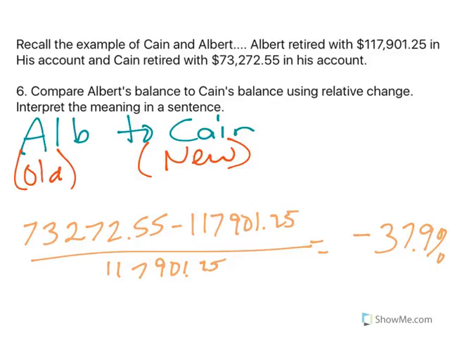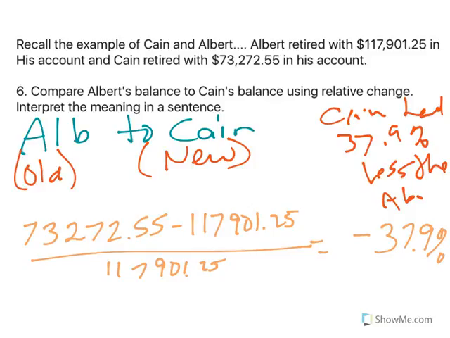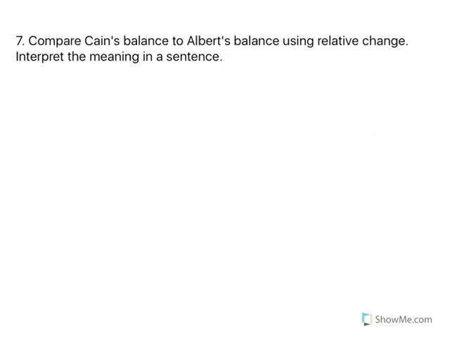Cain had that much less because that's who we're going to. Okay, so Cain had 37.9% less than Albert. Great. Now let's go the other way. Let's go Cain to Albert.